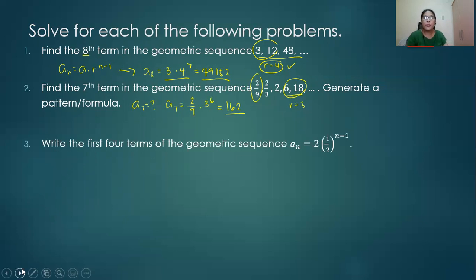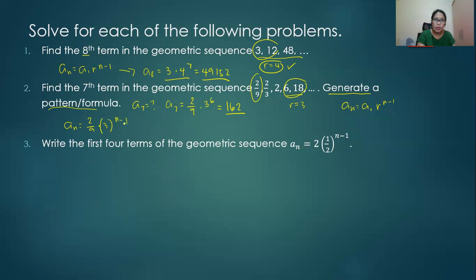So write the first four terms of the geometric sequence. By the way, for number 2, we are asked to generate a pattern or formula. So this is a sub n equals, so we will just have to follow the general pattern: a sub n equals a sub 1 times r to the n minus 1. Since the first term is 2 over 9, we just have to multiply this by the common ratio, which is 3 to the n minus 1. So this is the pattern for number 2.